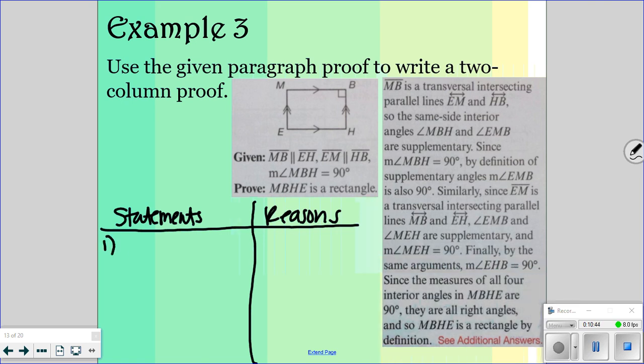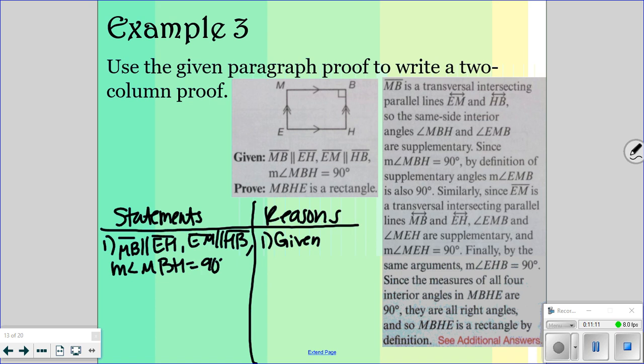The first statement is always going to be our given. So if you look back in here, it tells you your given is right here. So you can just write your given. MB is parallel to EH. EM is parallel to HB. And the measure of angle MBH equals 90 degrees. So that's the first thing you're going to do.